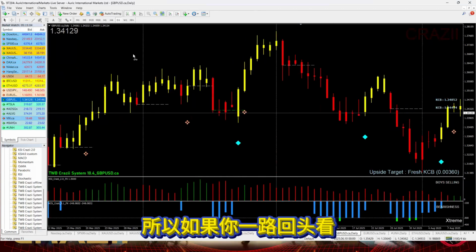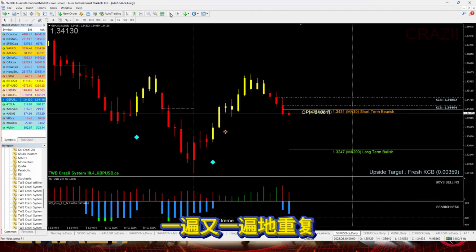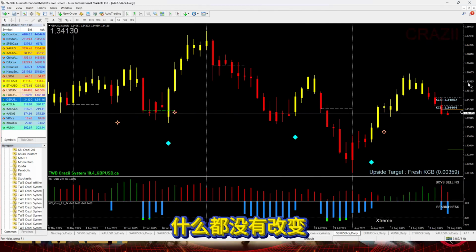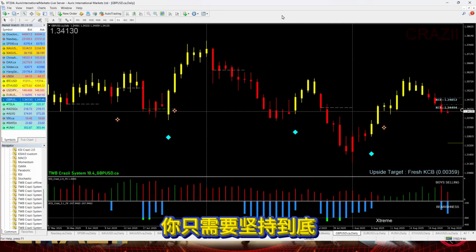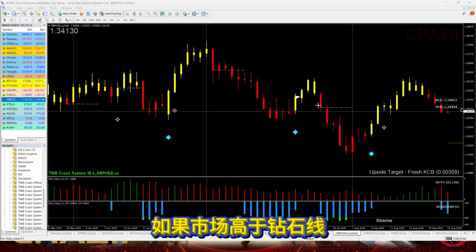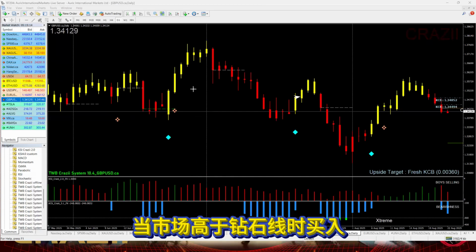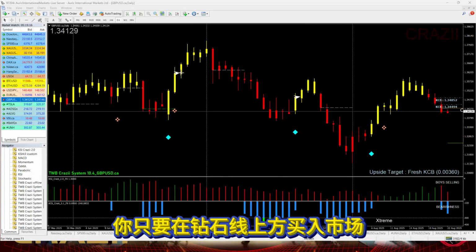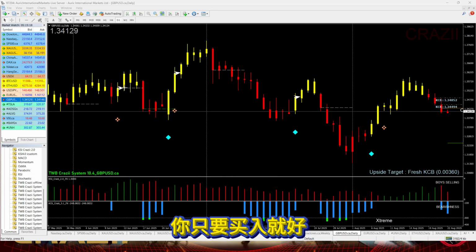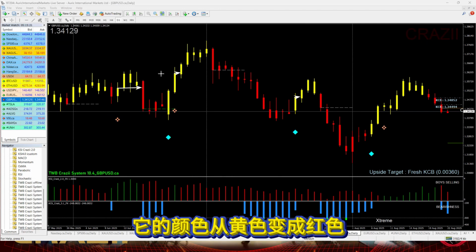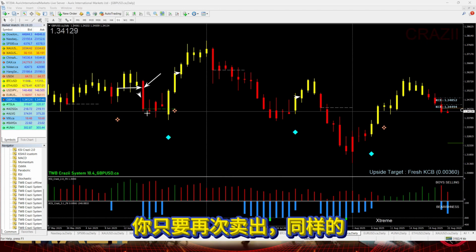So if you look back all the way, you can see the same thing repeating over and over again. Nothing has changed. You just have to follow through the action. If the market is above the diamond line, you just buy. But once it breaks below and turns color from yellow to red, you just sell.